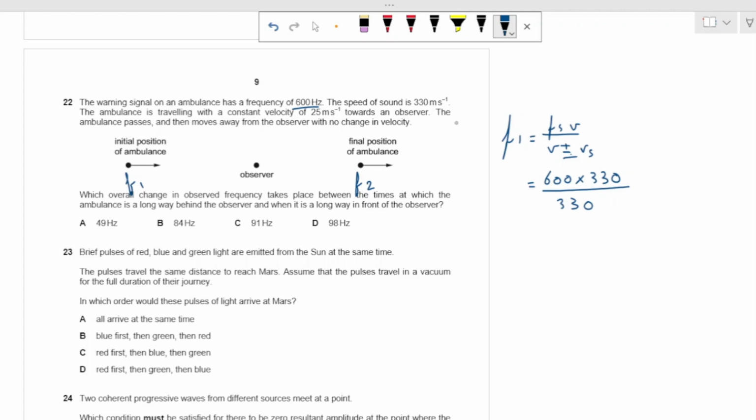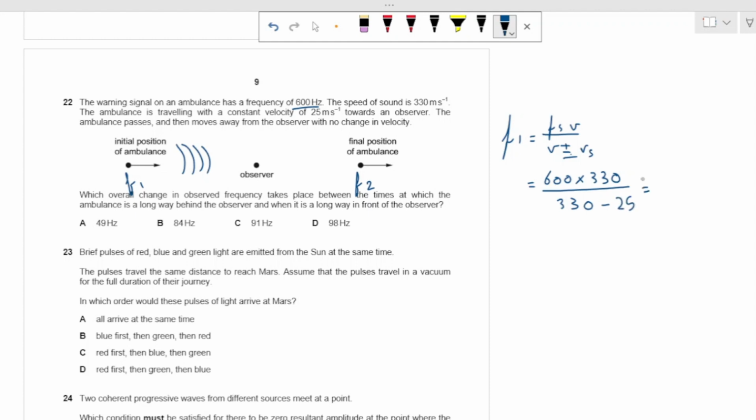Well, if you do not understand which one to use, just remember that when the object which is creating the sound is traveling towards the observer, the frequency will increase. Why? Because all the waves at the front will be squished together. So the wavelength will decrease. If wavelength decreases, then frequency will increase. The observed frequency will be higher. And if it will be higher, that means the denominator must be of course smaller. Only then will we get a higher observed frequency. So in this case, 330 minus the constant velocity, which is 25.